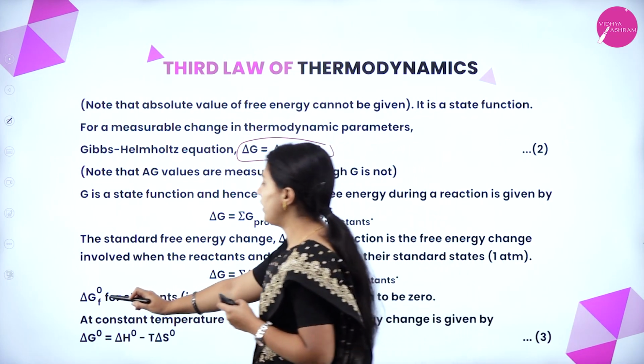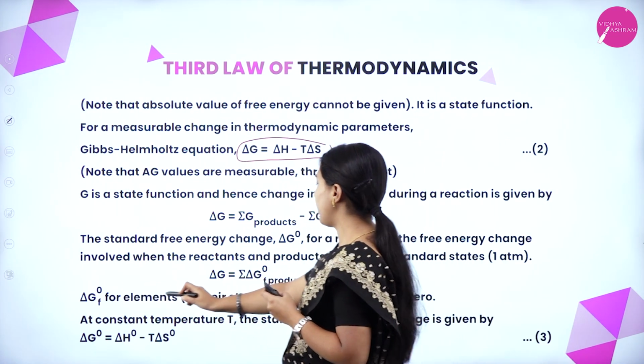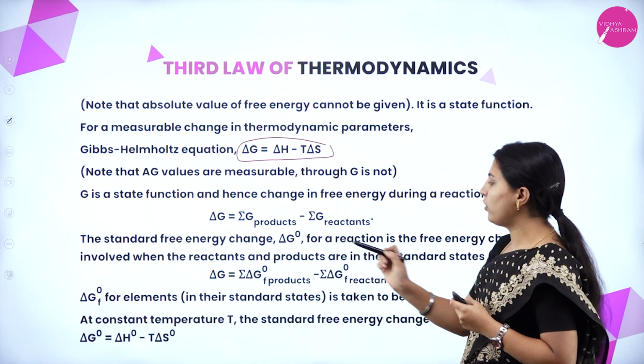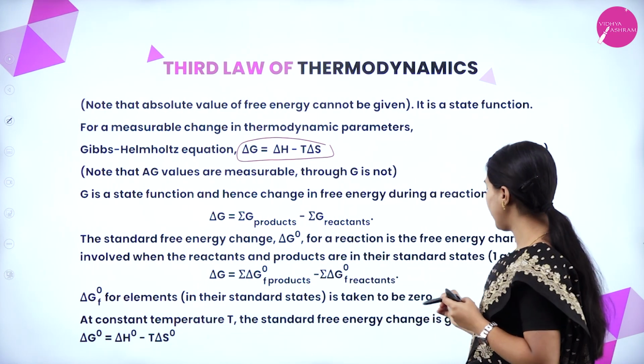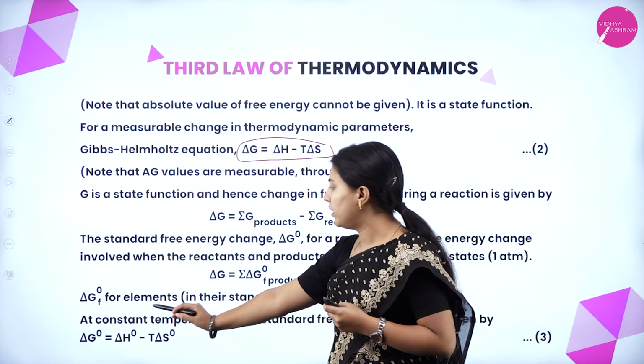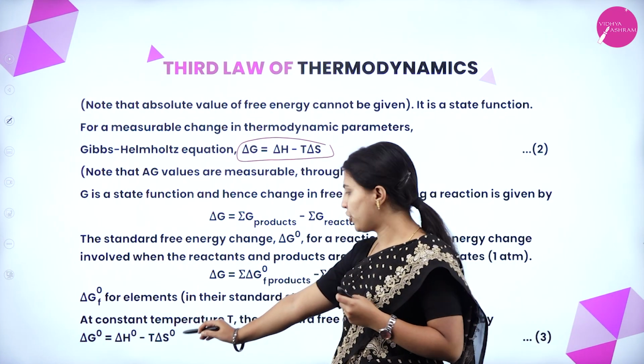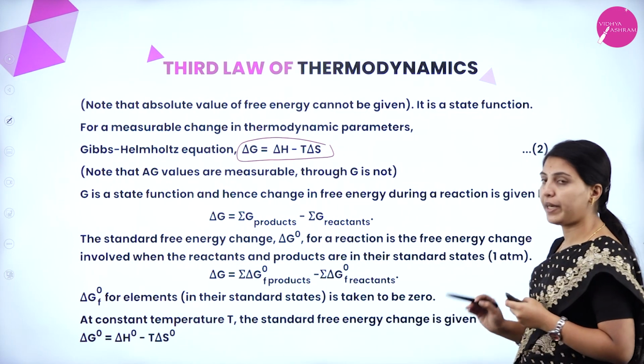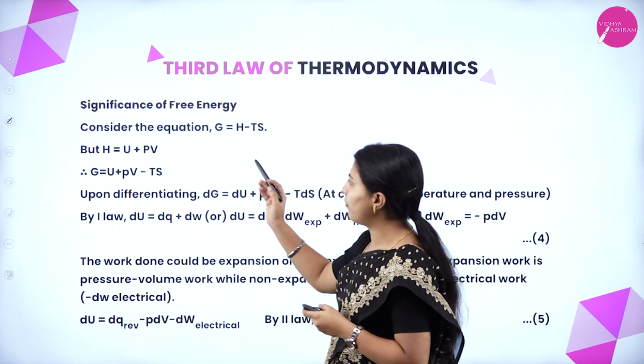And this is delta G naught of formation, which for elements is taken to be 0. At constant temperature T, the standard free energy change is given by delta G naught equal to delta H naught minus T delta S naught. Next, significance of free energy.